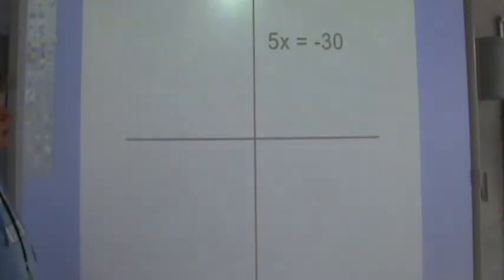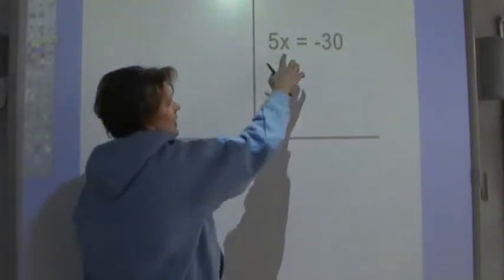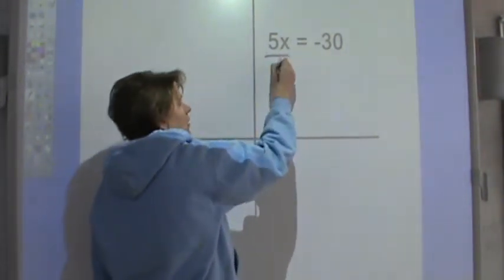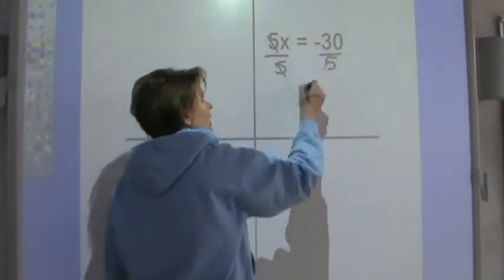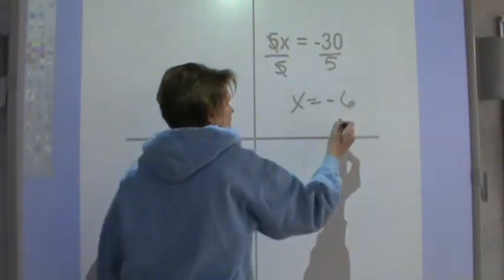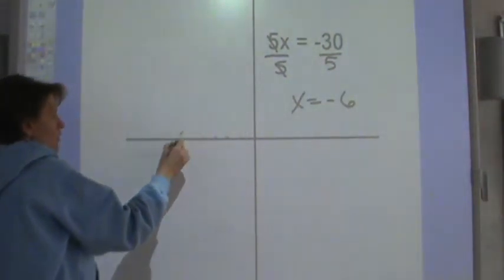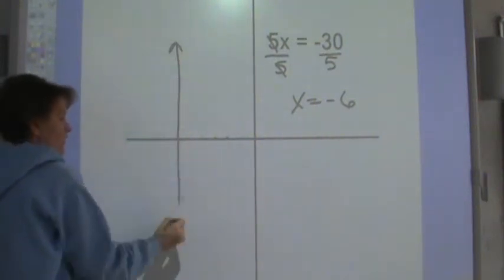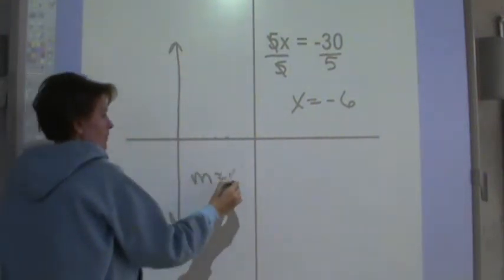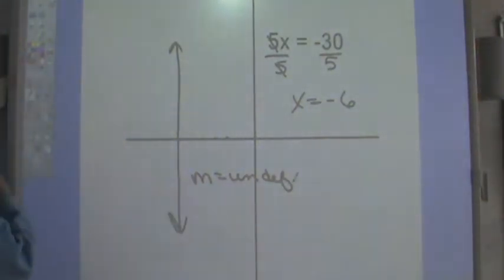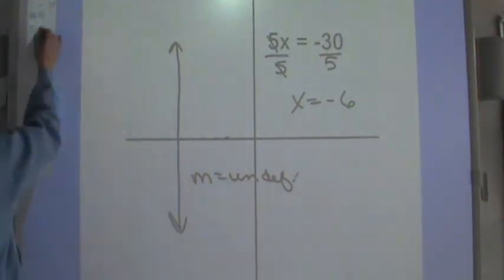This one has an extra step in that we have to get x by itself. So 5 times what gets me -30? Well, if I divide by 5, x equals -6, so that's a vertical line at -6. And again, if I ask for the slope, undefined.